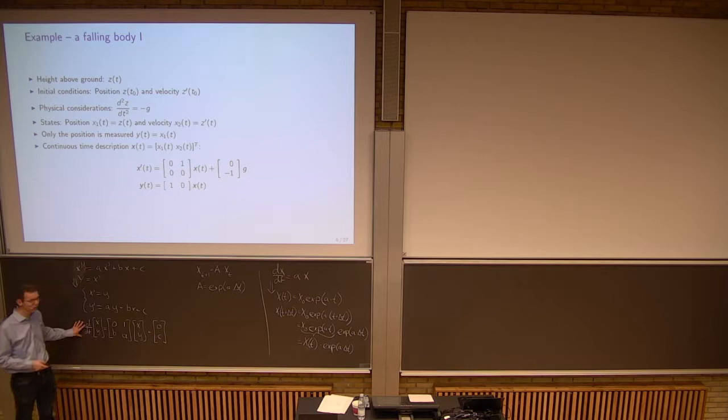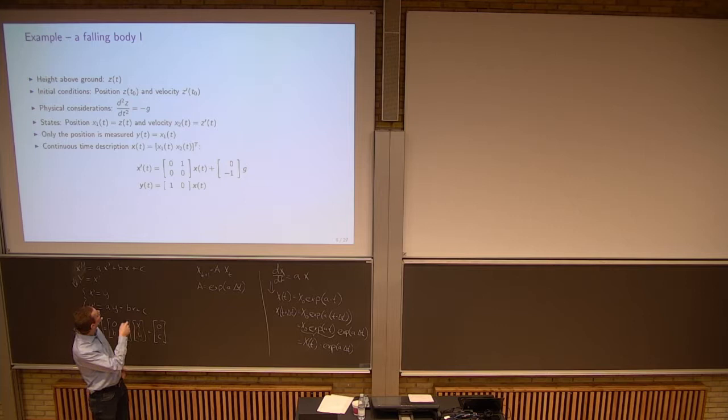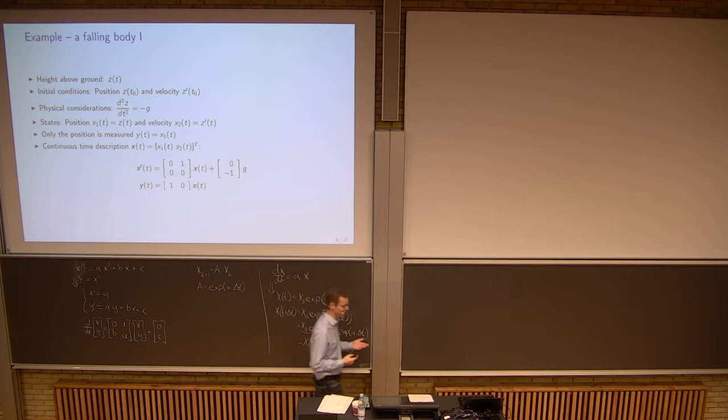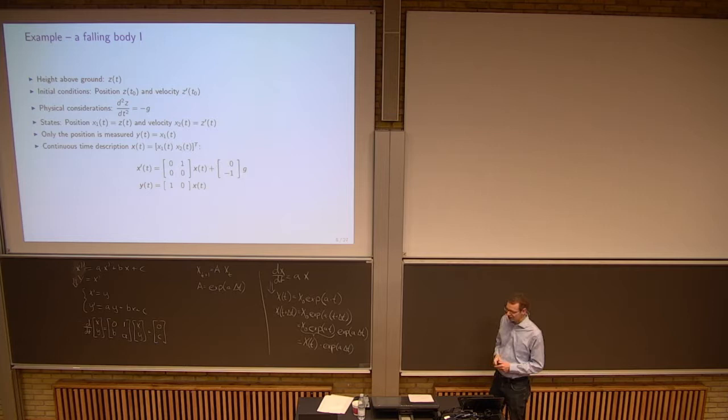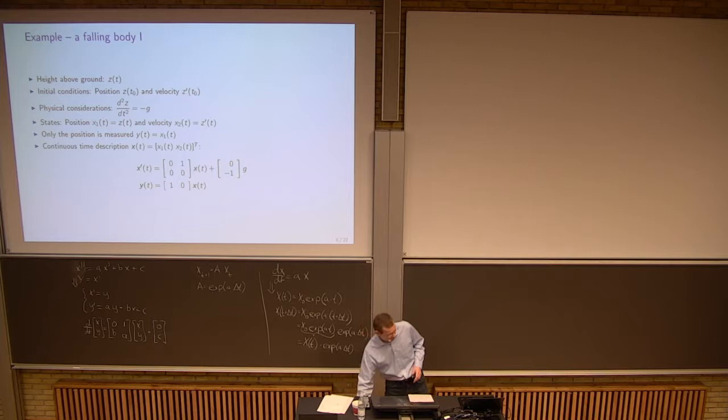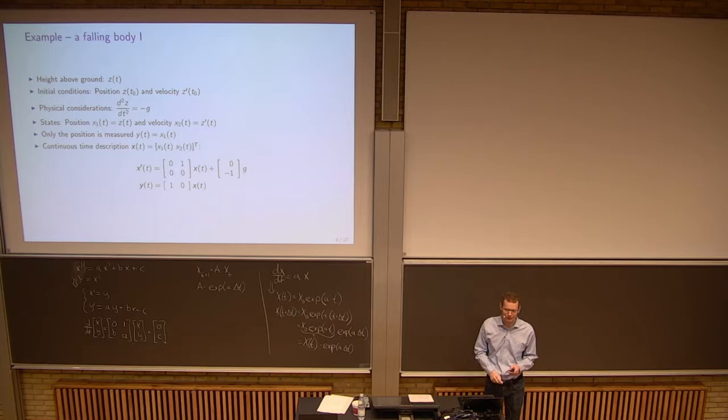And then what we do is that we just observe the position. We don't observe the velocity. So this is the model of a falling body, a continuous time description as a state space model. Now, what I said previously was that we are in discrete time. Now, I think you hopefully all remember what the solution is to that. What is the position?